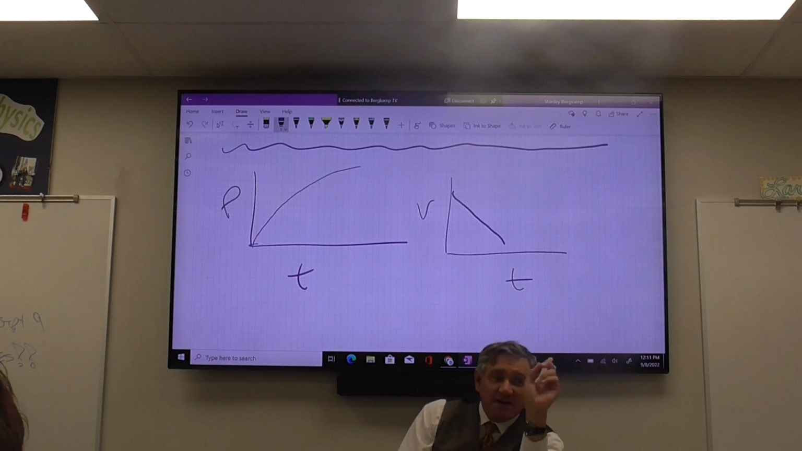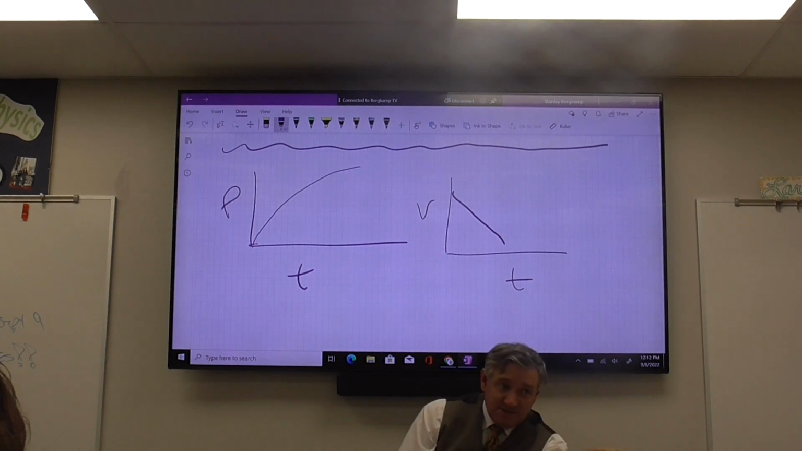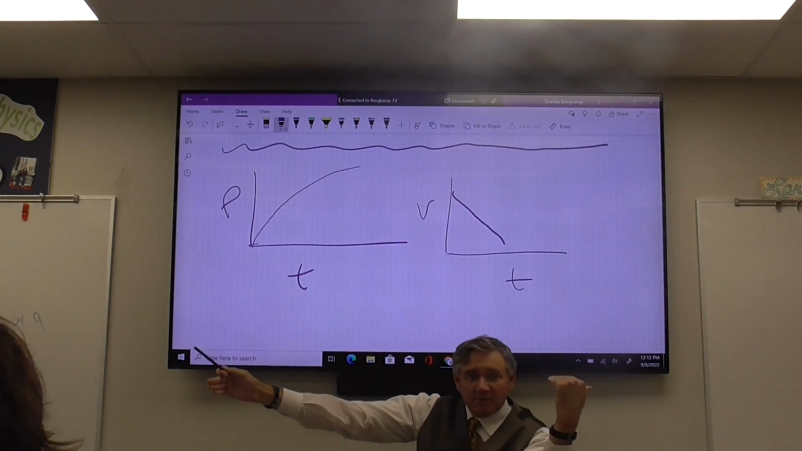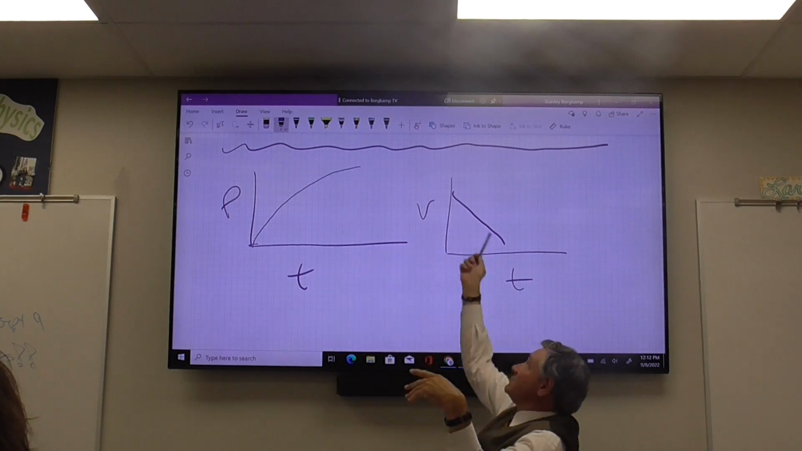Now, if I said, if the slope of a position time graph changes sign, then would that be a change in direction? Yes. So all this thing is doing is still going in the same direction, it's just slowing down, okay? It's approaching 0 meters per second. And that's what this shows here.